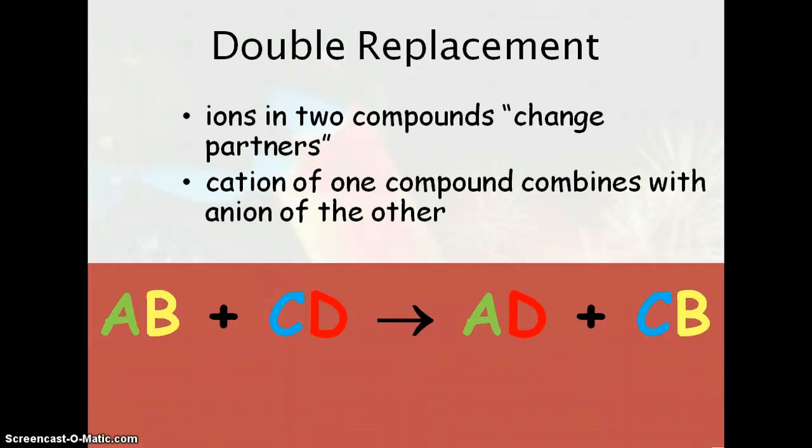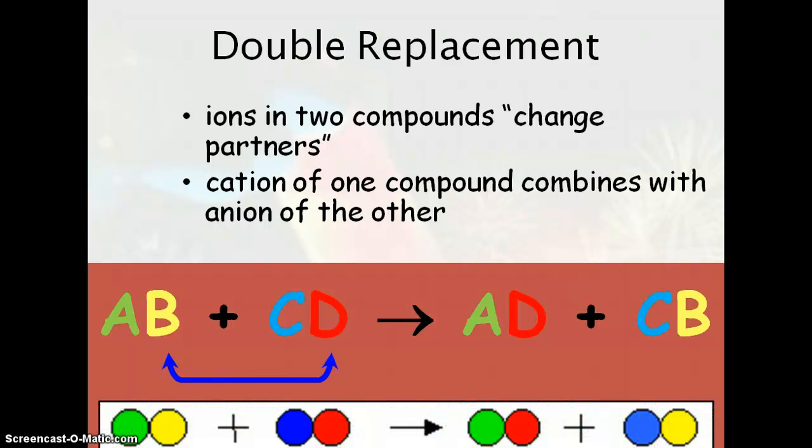All right, double replacement is when you have two ions in two compounds, and they're going to change partners. So the cation, or the positive one of one compound, is going to combine with the anion of the other. So the positives will switch places, basically. Okay, so in this case, we're going to see AB together and CD initially, and then B and D are going to swap places. A is now with D, and C is now with B. Okay, so you have a swapping of partners.